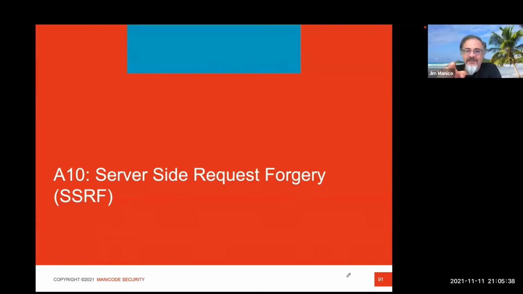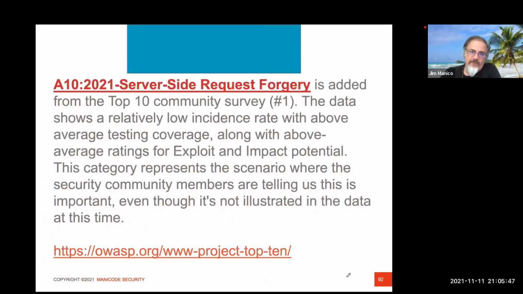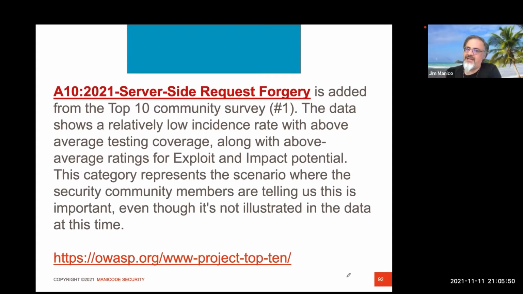So A10, server-side request forgery, is also voted in by the community. The data didn't back this one up, and I agree with this call. SSRF is a pretty big exploit potential. It's even more of a problem with cloud services.